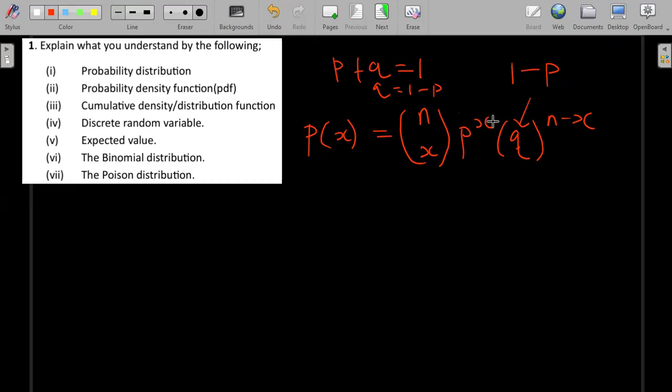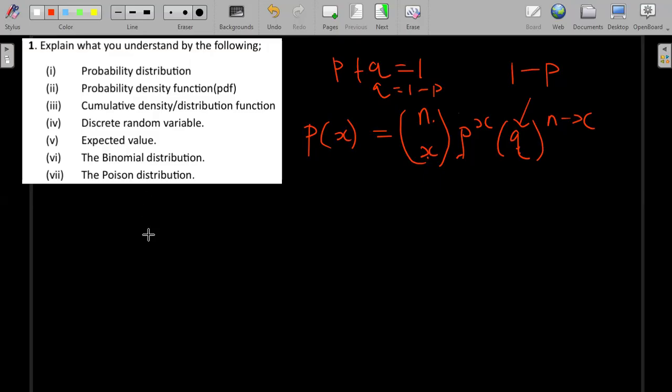So this is the formula for the binomial distribution. Here n represents the total number of trials, x represents the number of successes, p represents the probability of success in one trial, and q, or 1 minus p, represents the probability of failure. All right, so that's that about the binomial.